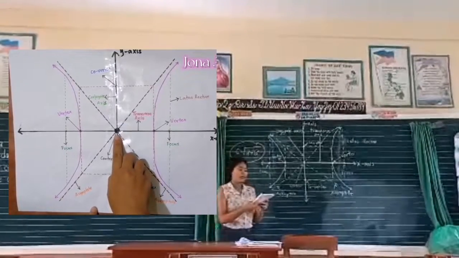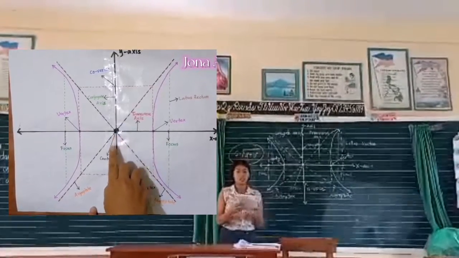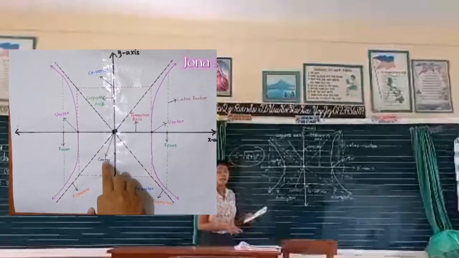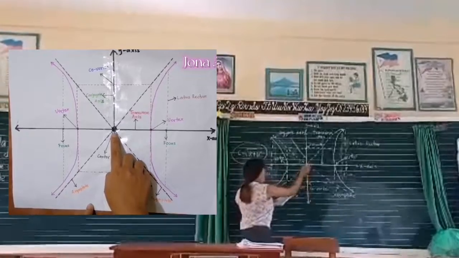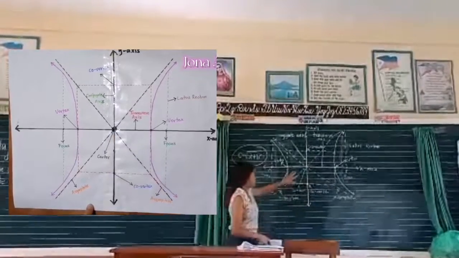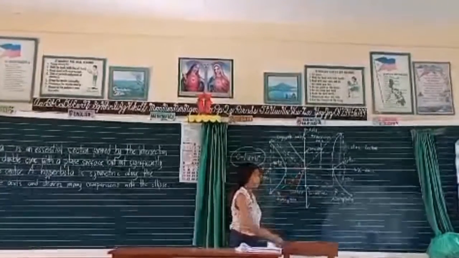The midpoint of the line connecting the two foci is the center. This is the center of the hyperbola, and it can be found here.